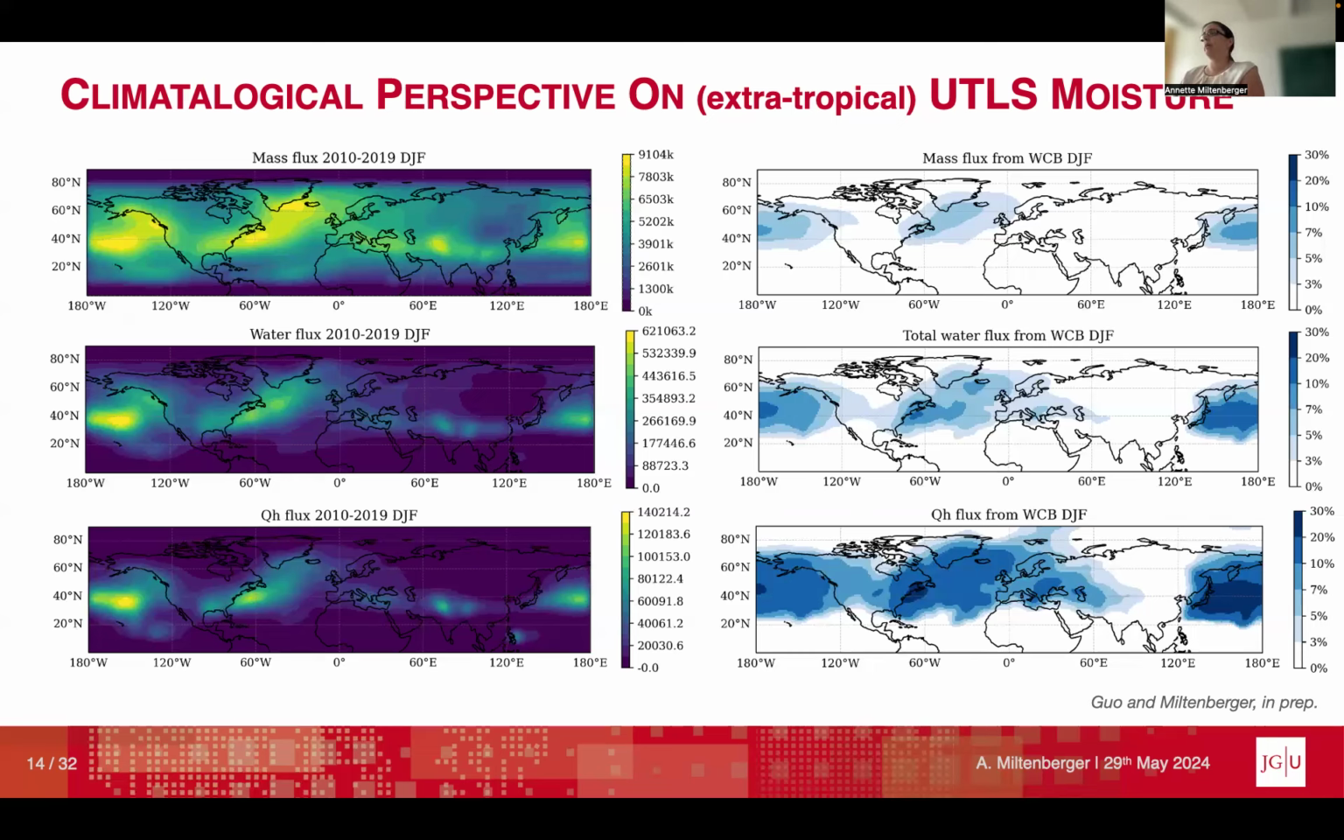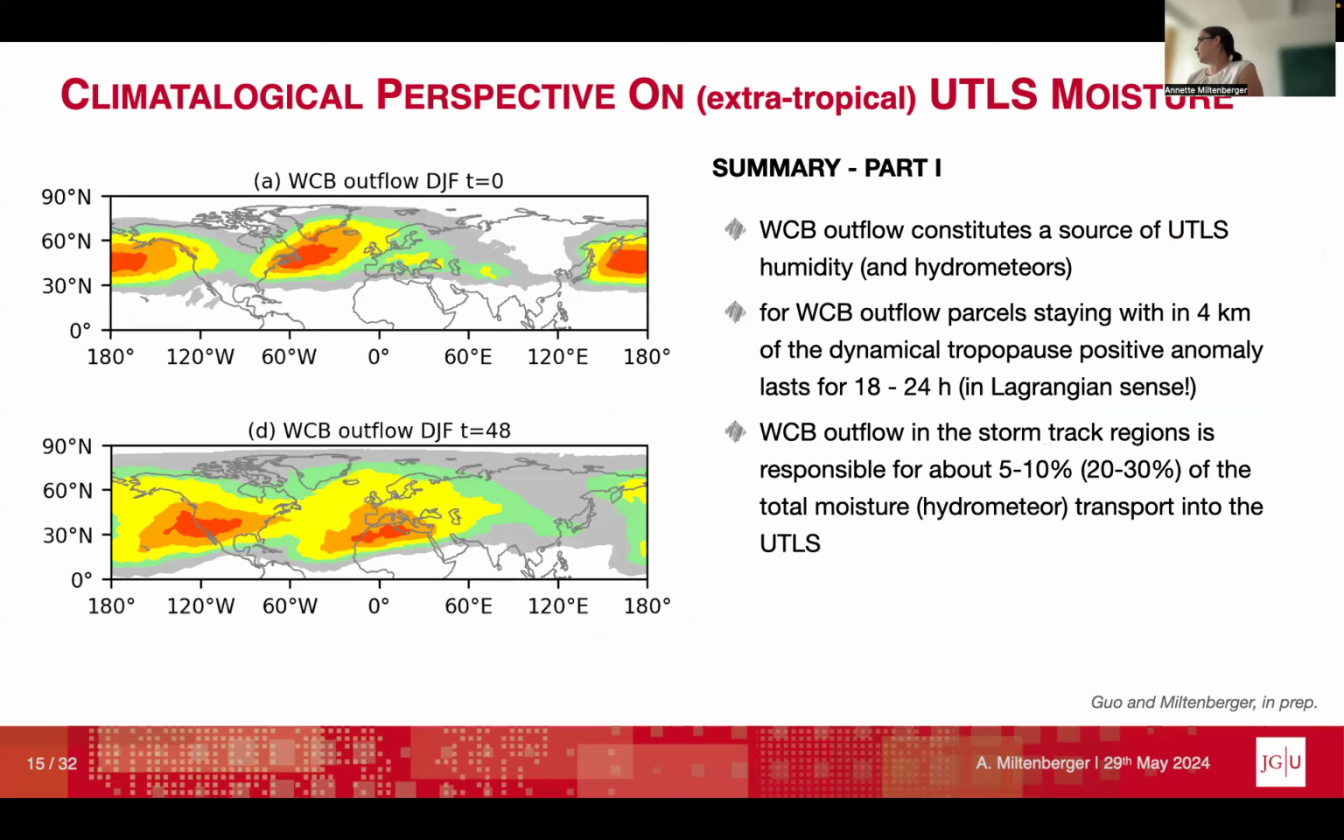And note, this only includes the 600 hectopascal ascent. We know now that there is a lot of ambient air that does not quite make the 600 hectopascal ascent, but also contributes to water flux. Okay, to sum up this first part, warm conveyor belt constitutes the source of UTLS humidity and hydrometeors. I guess you all knew that, but we now quantify that.